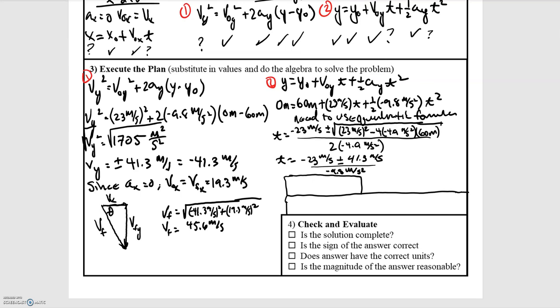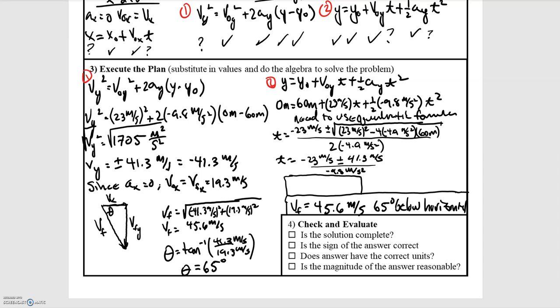To determine the angle of this final velocity, we take theta and we use our trig rule SOHCAHTOA. So we'll take the tangent inverse of the opposite, which is 41.3 meters per second, divided by 19.3 meters per second. We find theta is equal to 65 degrees. So our final velocity is equal to 45.6 meters per second, 65 degrees below horizontal. So that is how you should state your result.